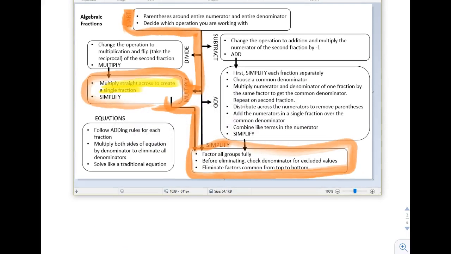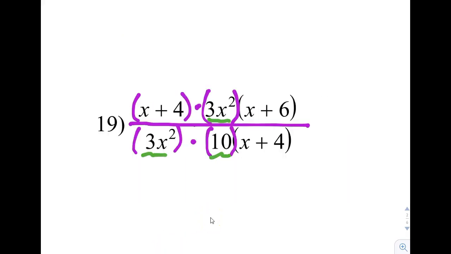Back on the flowchart, it says before eliminating, check denominator for excluded values. In this case, our excluded values are going to come from here, where we have an x, and here where we have an x. When I look at these, if I look at this example, what plus 4 equals 0, that would cause the whole denominator to become 0. It's when I plug in x equals negative 4. Negative 4 plus 4 would equal 0. So that group would cause the whole bottom, the whole denominator to equal 0.